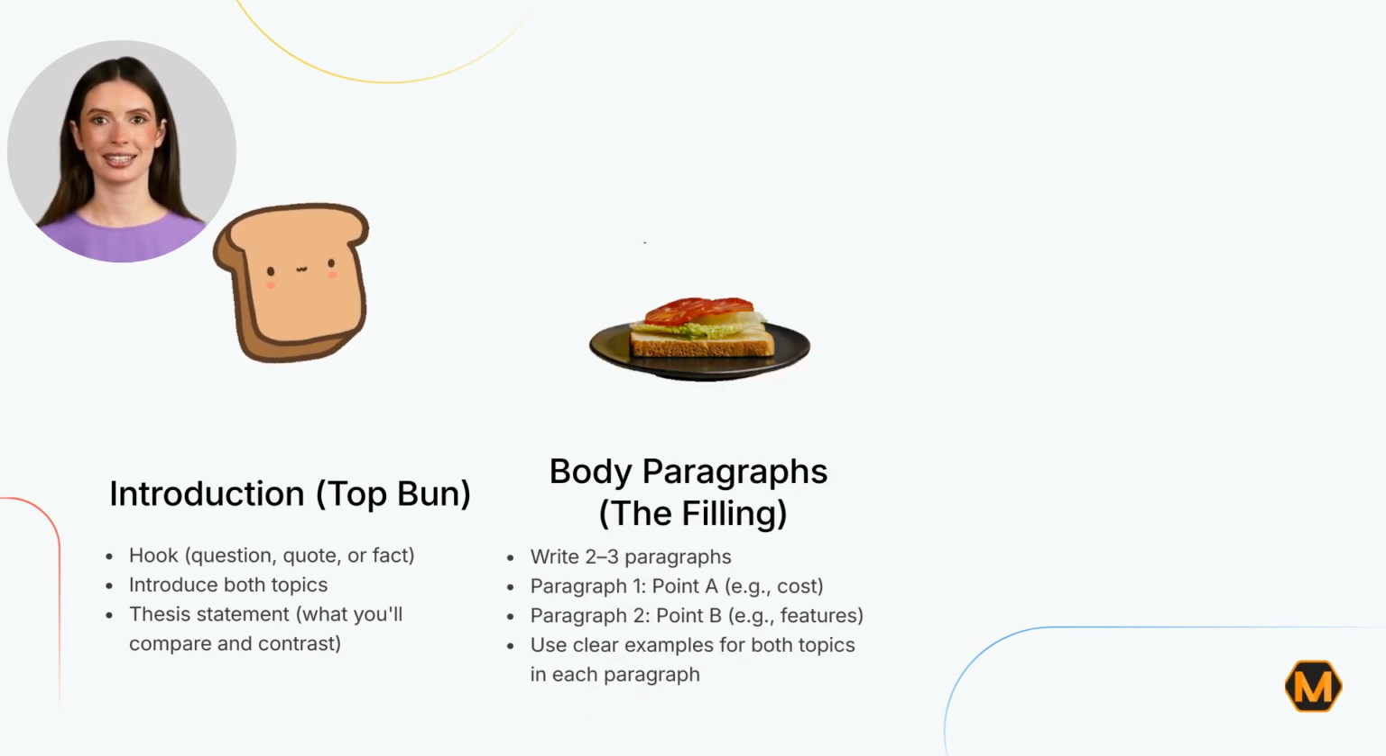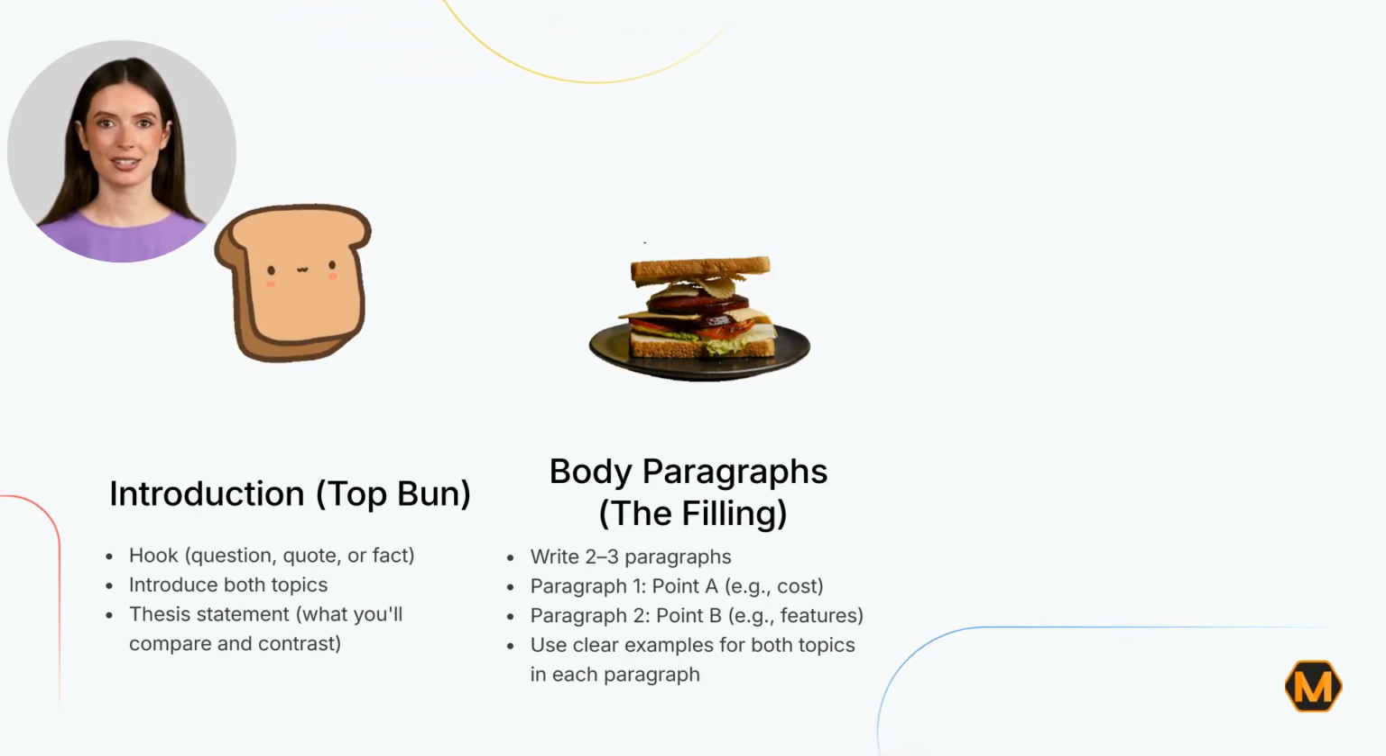Body paragraphs, the filling. Write 2-3 paragraphs. Each paragraph compares one point or feature. For example, cost, appearance, behavior. Use clear examples for both topics in each paragraph.